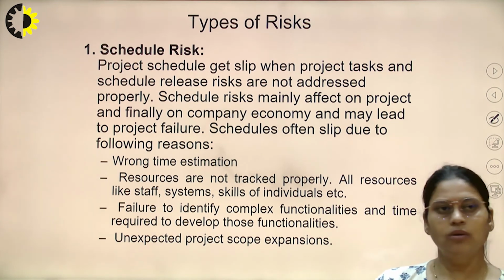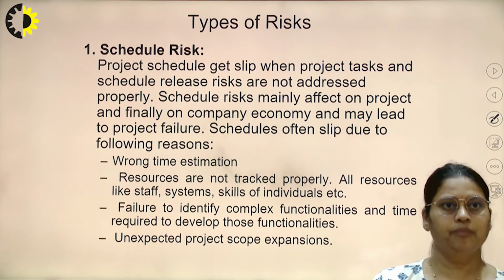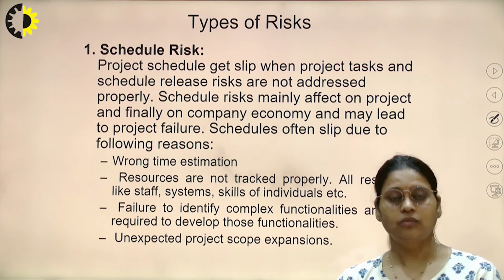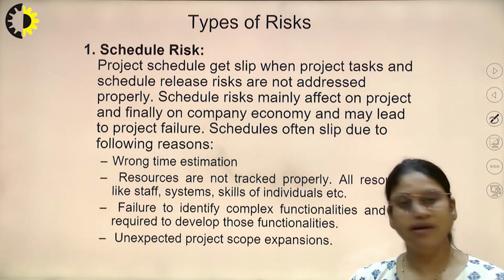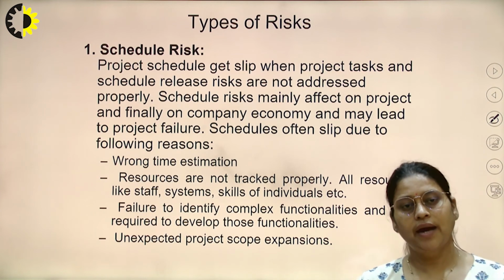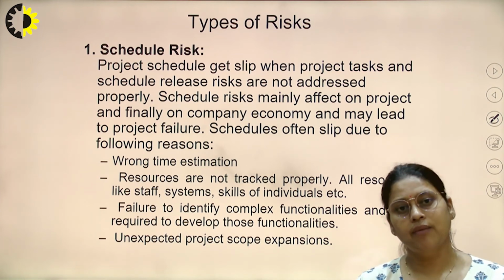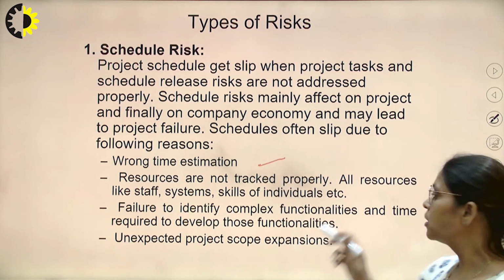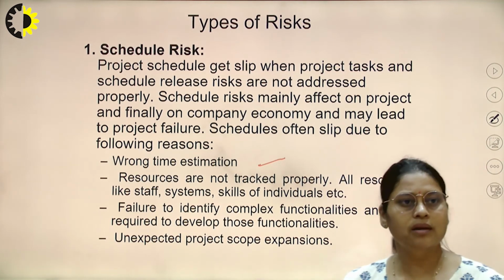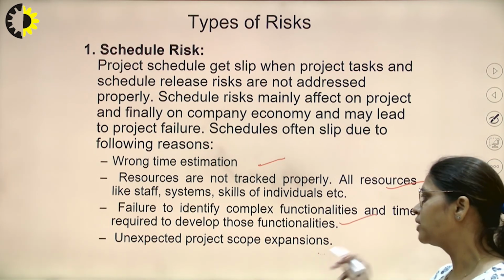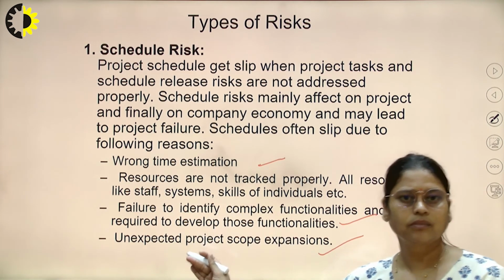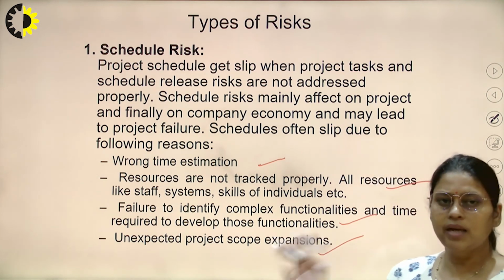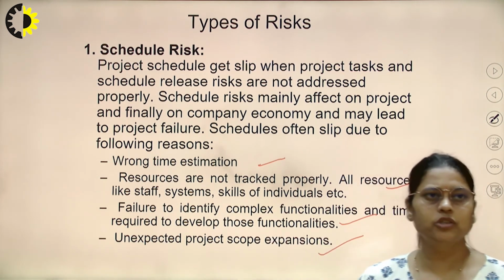In schedule risk, the project schedule gets slipped when project task and schedule release risks are not addressed. Suppose we have a wrong estimation of time, and we have not delivered the project on time, then it is about the schedule risk. If we have wrong time estimation, resources are not tracked properly, or failure to identify complex functionality, there may be any reason for schedule risk and unexpected project expansion. So there may be any problem regarding the schedule risk.